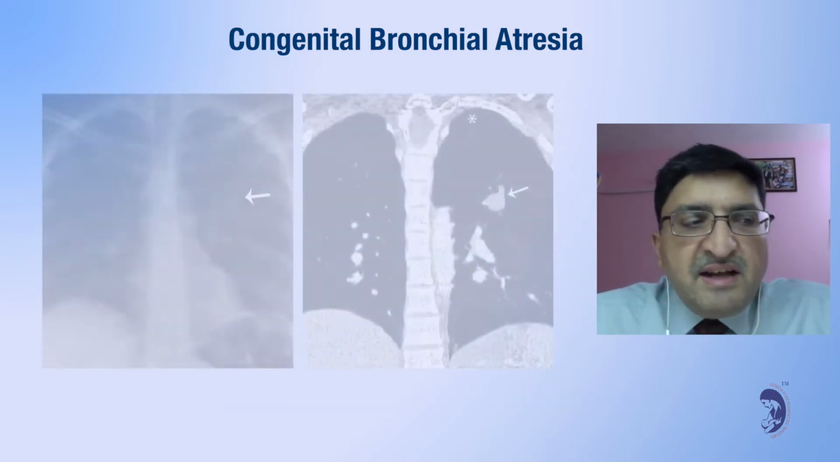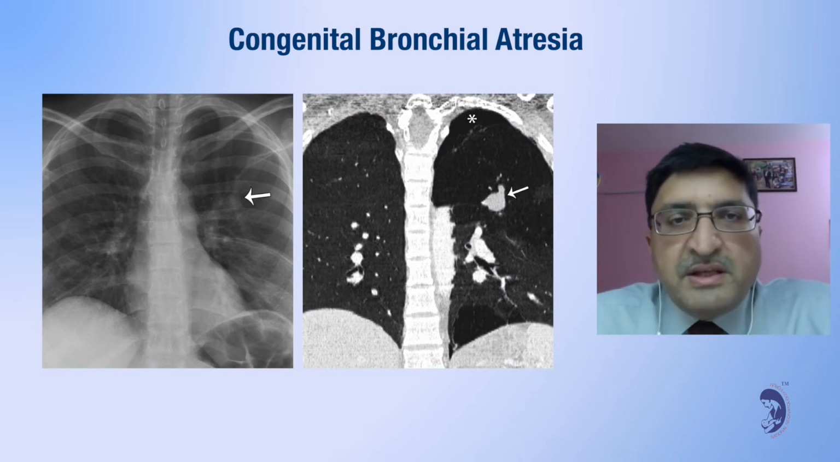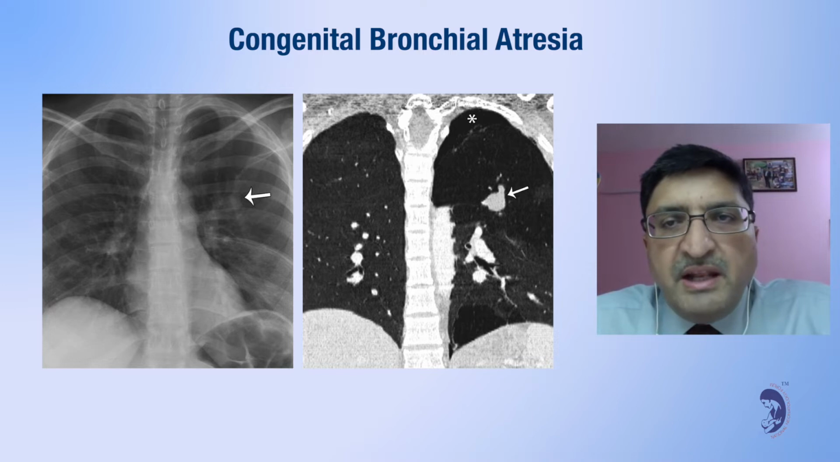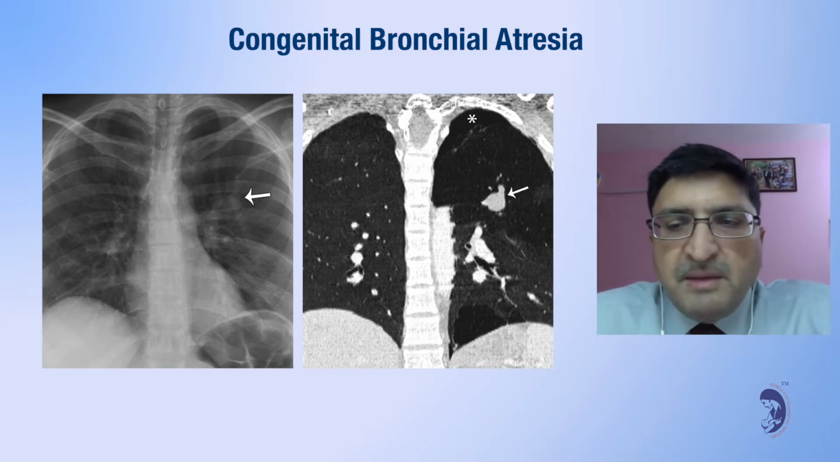The treatment is lobar resection or segmentectomy, but it is done only if the patient is symptomatic. These are the X-rays of congenital bronchial atresia. You can see here that's the bronchocele, and the CT scan which also shows the similar picture.